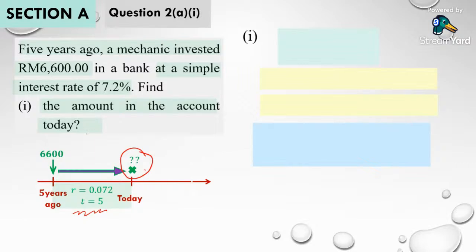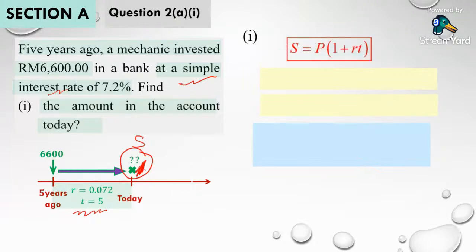We realize that this question is about simple interest, very obvious. The value we want to find out today is the future value, S. Just for simplicity, we call it S. Therefore, we will calculate our answer based on the formula of simple interest: S equals P times (1 plus RT).